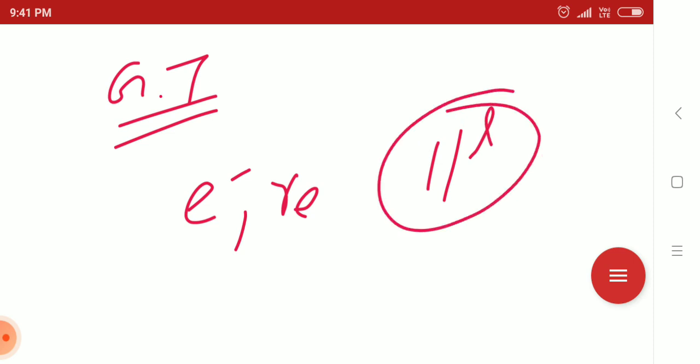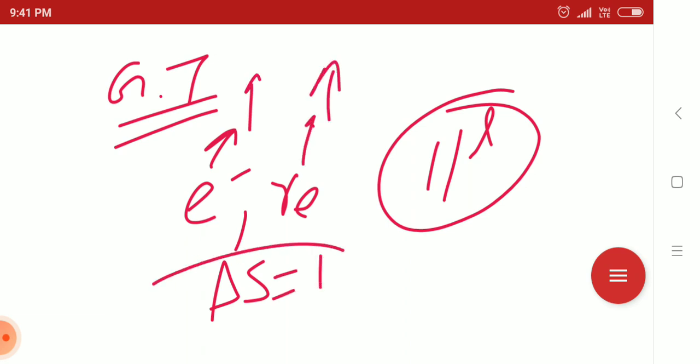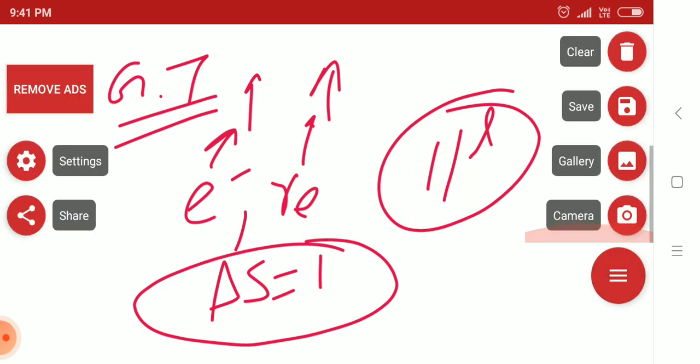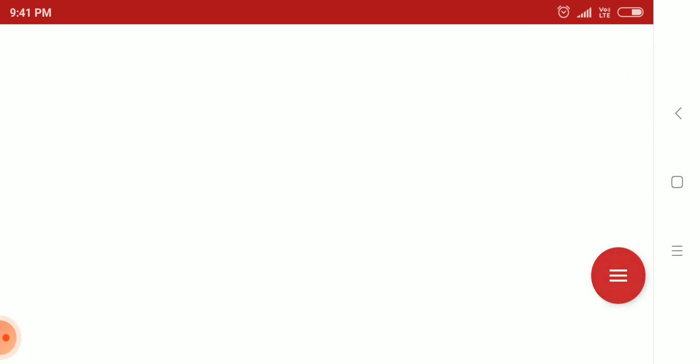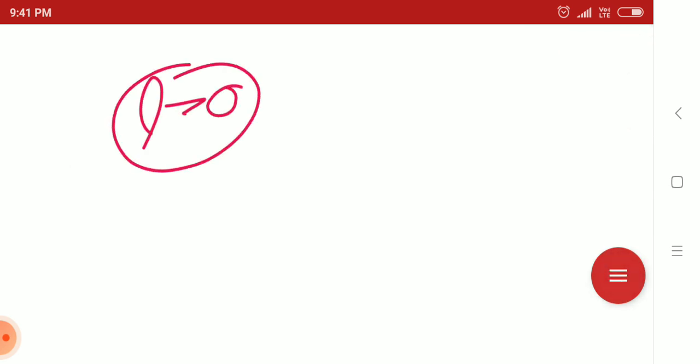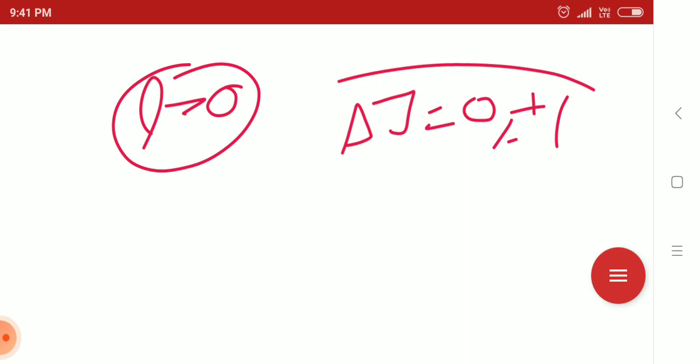Parallel spin means that if it is half plus half, it will be plus one. That means delta S equals 1. And delta S equals 1 means what? For an allowed transition, L equals 0. So in this case, delta J should be 0, plus or minus 1.